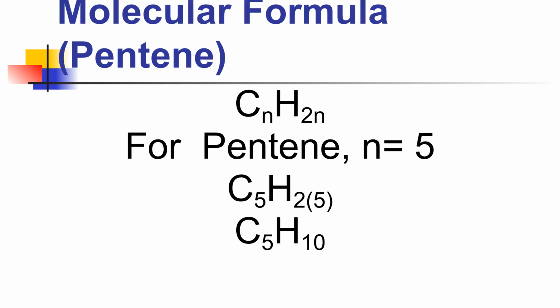For pentene, with n equal to 5, the molecular formula is C5H10.